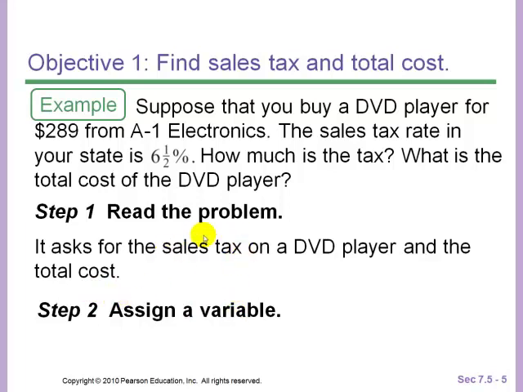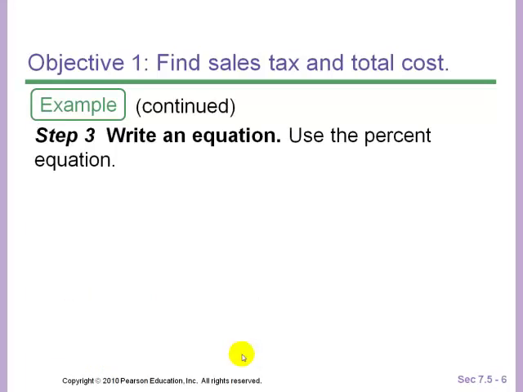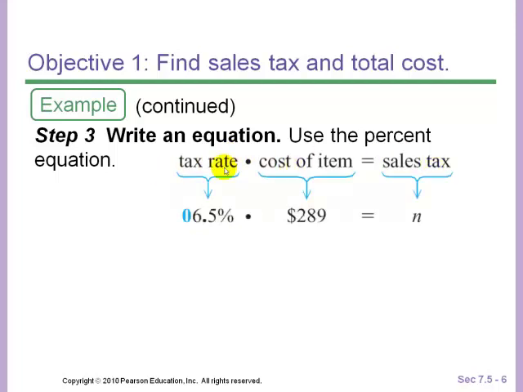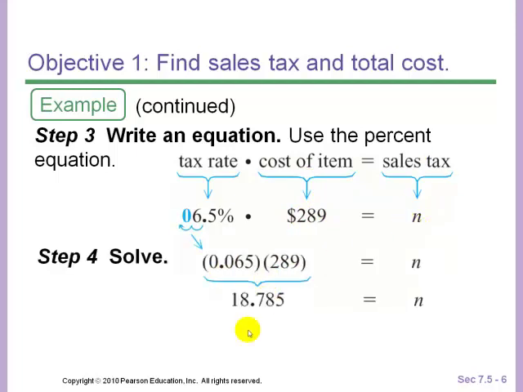Our unknown is actually two things, the sales tax and the total cost. However, we have to find the sales tax before we can find the total cost, so let n be the amount of tax. We can use a percent equation or a percent proportion. I don't care which one you use as long as you use one of them. In this case, we'll use the equation: tax rate times cost of item equals sales tax. The tax rate is 6.5%. Notice I converted it to the decimal 0.065. Cost of item is $289, and then our unknown sales tax is our variable. Solve it by multiplying, and you get 18.785.